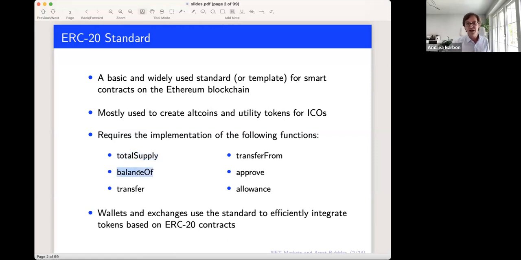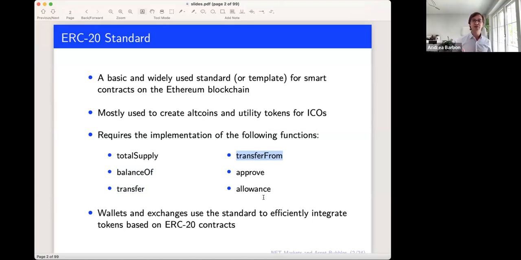Then you have the function balanceOf, and when you call this function, you also need to pass an argument, in particular the address of a wallet, and this function will respond with the amount of tokens held by this wallet. Then you have the transfer and transferFrom functions that allow you to actually transfer your tokens to somebody else, and approve and allowance. Let's not dive into that.